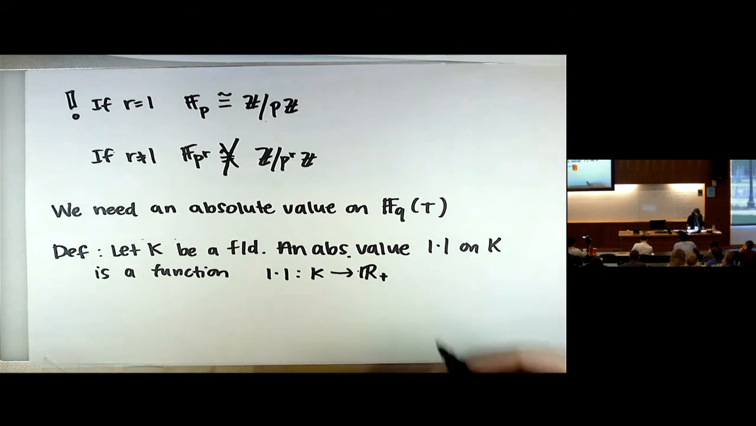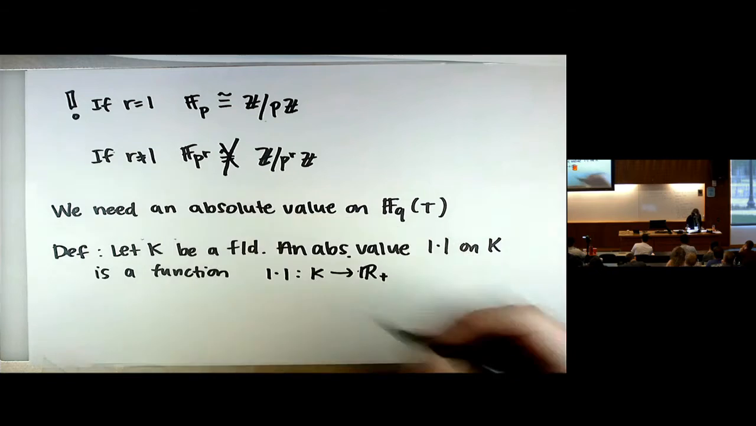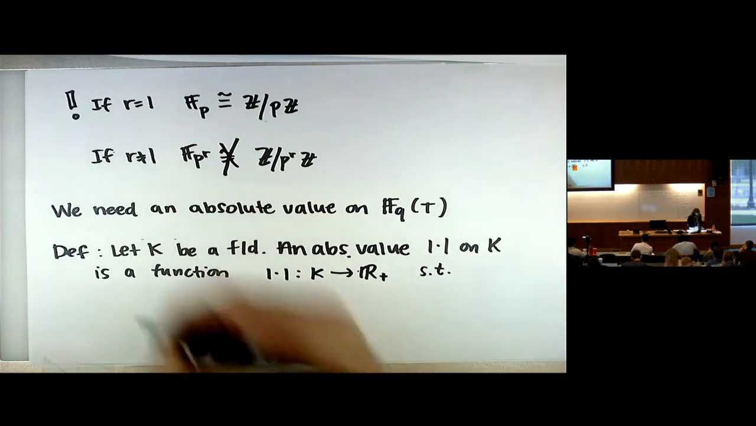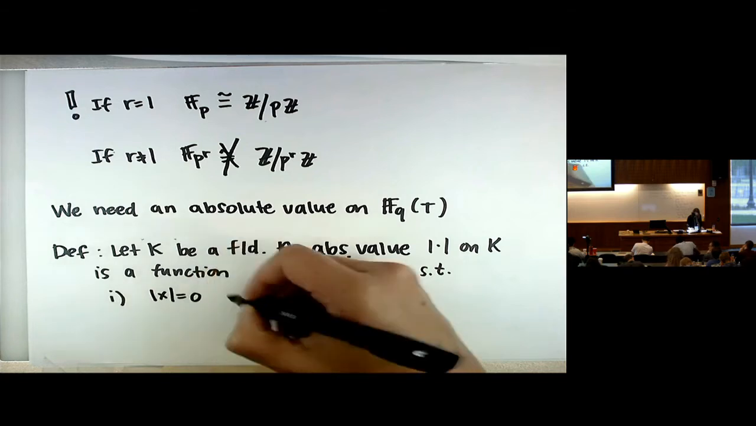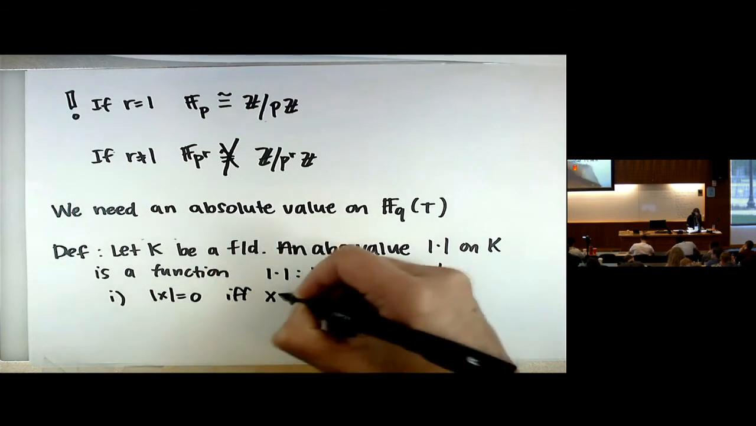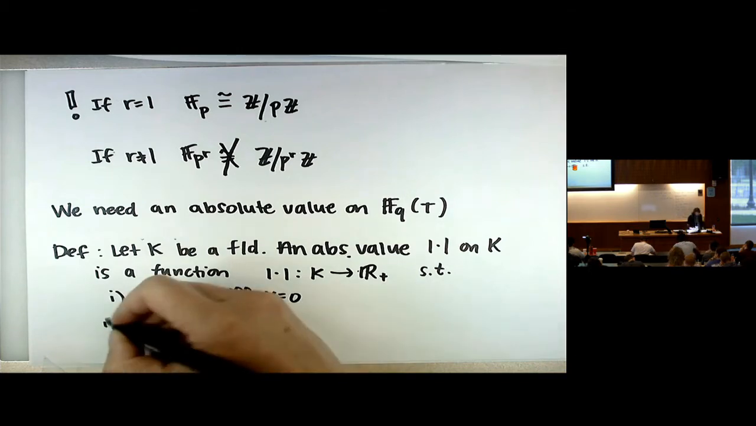Actually, non-negative, because I'm about to say one element has absolute value 0, so take that to include 0. Okay, so such that, 1: the absolute value of x is 0 if and only if x is 0. So there is one element that's allowed to have size 0, and that's 0.